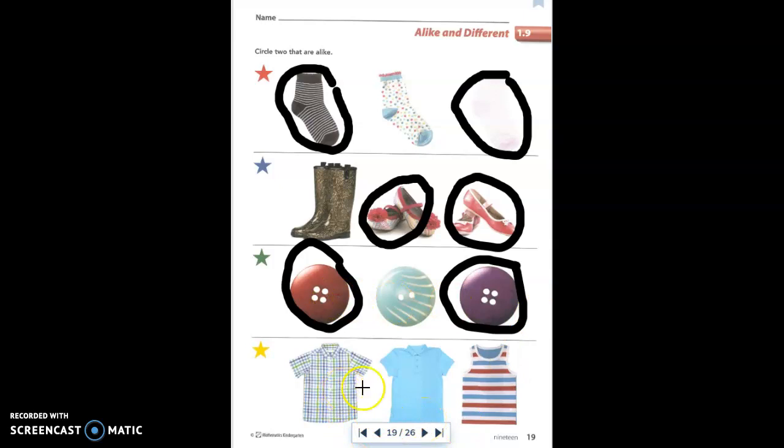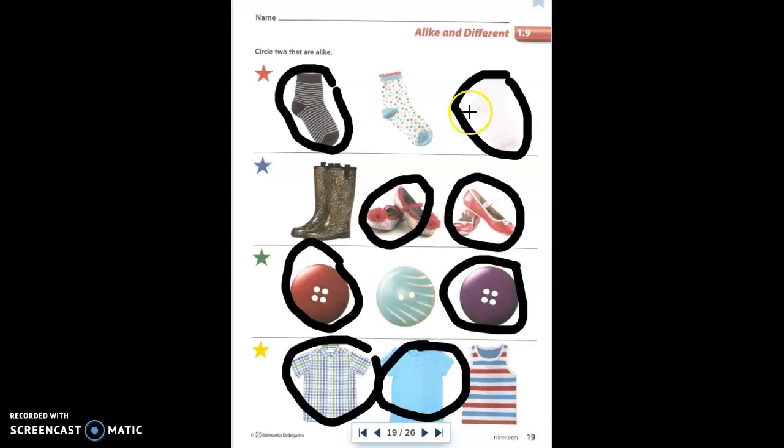Now I'm going to look at the bottom. This one is very tricky, and you could really probably sort this a couple of different ways. This shirt has a pattern, this shirt's plain, and this shirt has a pattern. So I could potentially say this one and this one go together. But that's not what I'm going to do. I'm going to sort these based on the fact that both of these shirts have sleeves and they also have buttons. This shirt has no sleeves, and it doesn't have any buttons either. So I'm going to put these two shirts together. All right? So we're sorting alike and different.